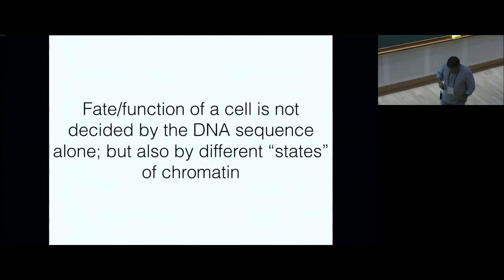But what is known now is that the function of a cell is not decided by the DNA sequence alone, it is also decided by the states of the chromatin. Chromatin is the biologically relevant state of the polymer, and depending on different microstates and macrostates of chromatin, one would have a different behavior or fate of each cell.